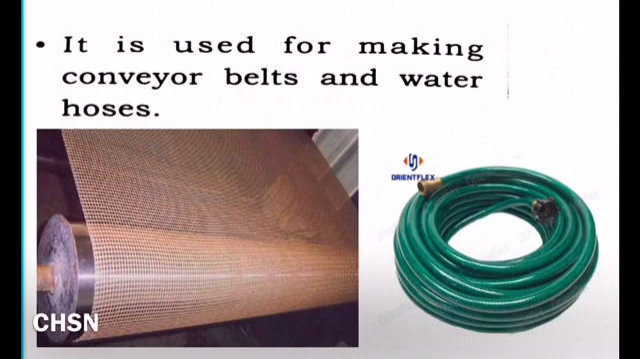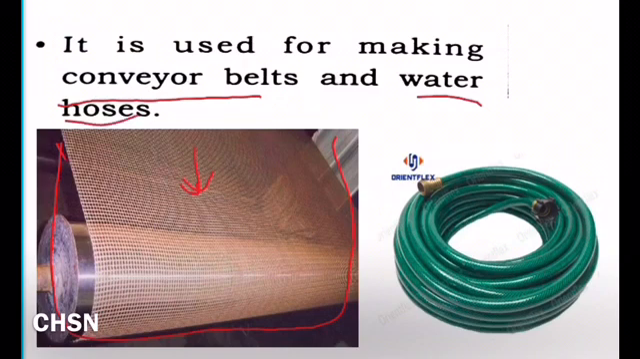The next use, it is used for making conveyor belts. So this is the conveyor belts. Conveyor belts are used in different industries like mining industries and other chemical industries. So what is the use of conveyor belt? Conveyor belt is mainly used to transport objects from one place to another place, because chemical industries involve a lot of steps, and therefore we have to transport materials or substances from one place to another place. For that transport, the conveyor belts are used. These conveyor belts can be made up of polyester fibers.